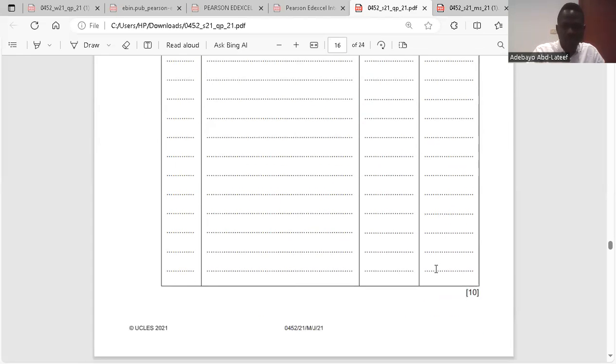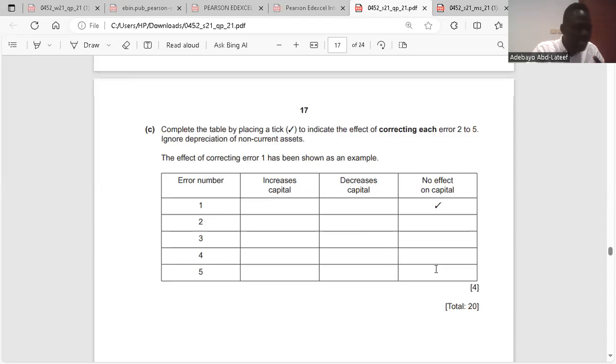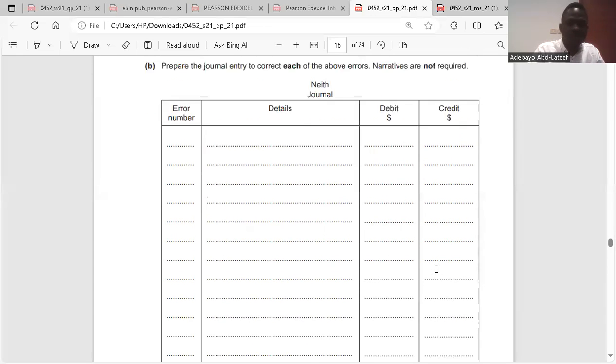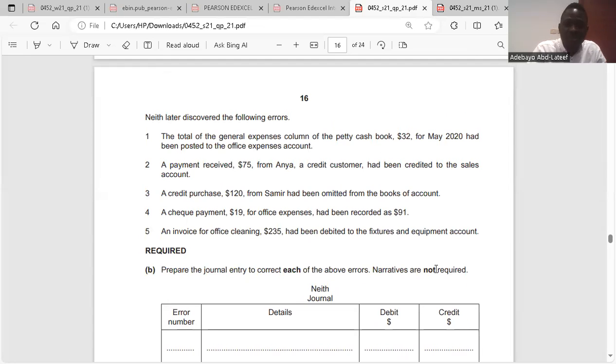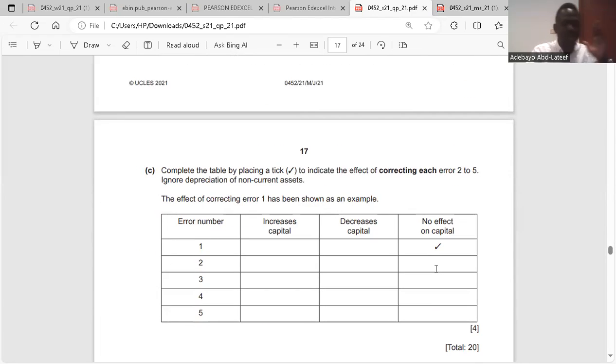Now C, it's the effects. They said complete the table by putting a tick to indicate the effect of correcting errors 2 to 5. The first one is done. So let's check error 2: a payment received of $75 from Anya, a credit customer, has been credited to the sales account. What will it affect? It will decrease your capital. Any error on sales will decrease capital.